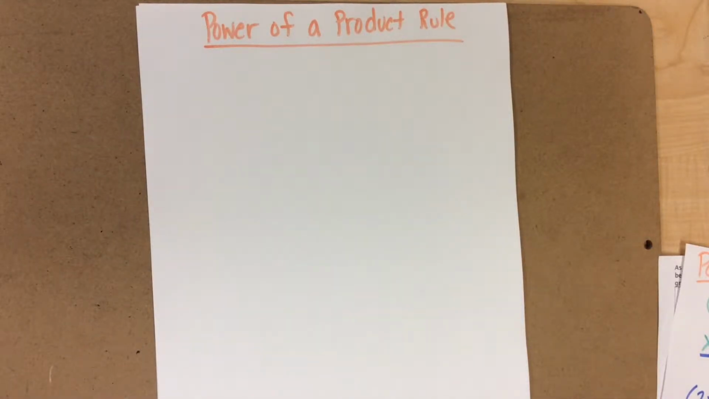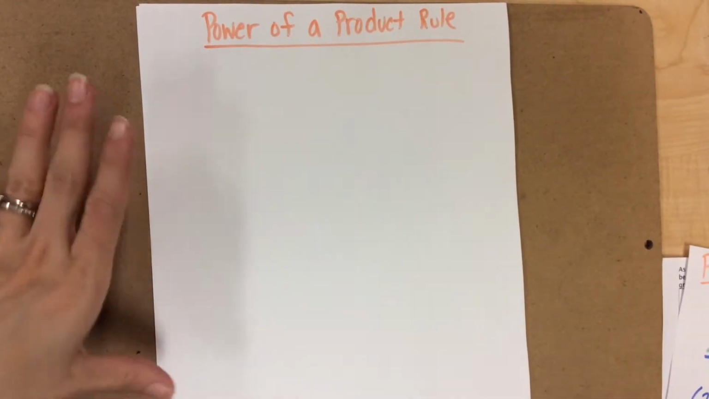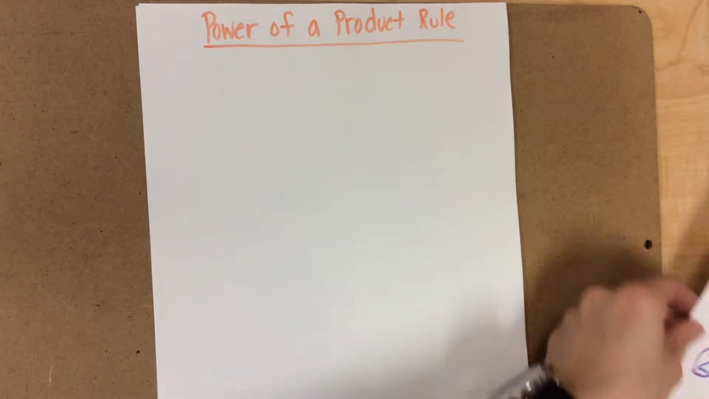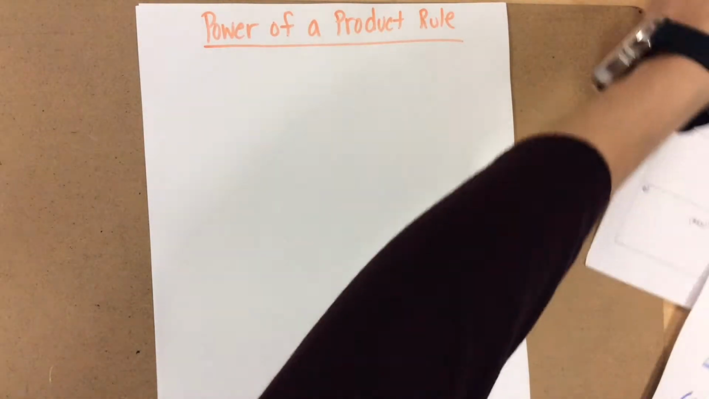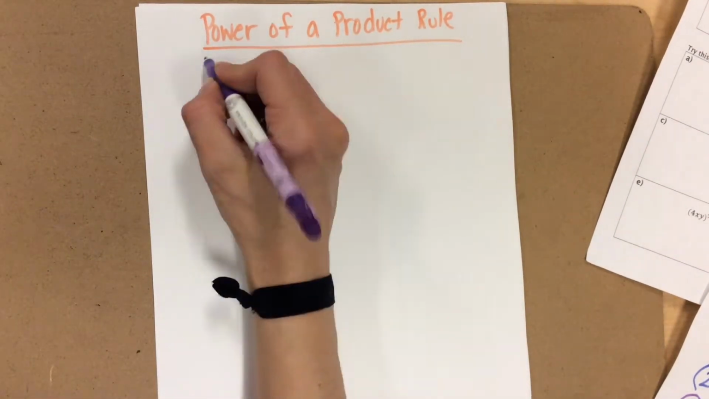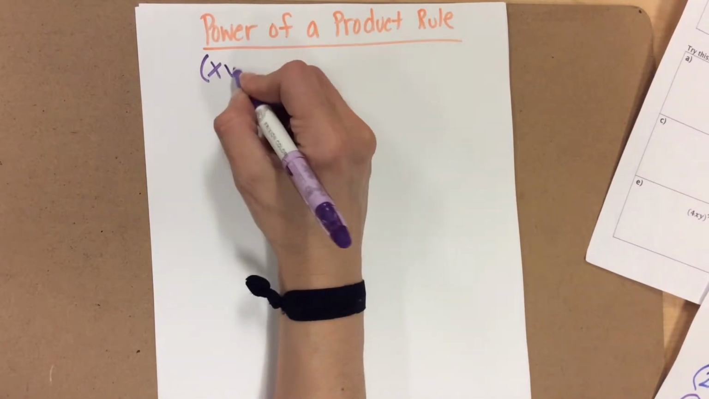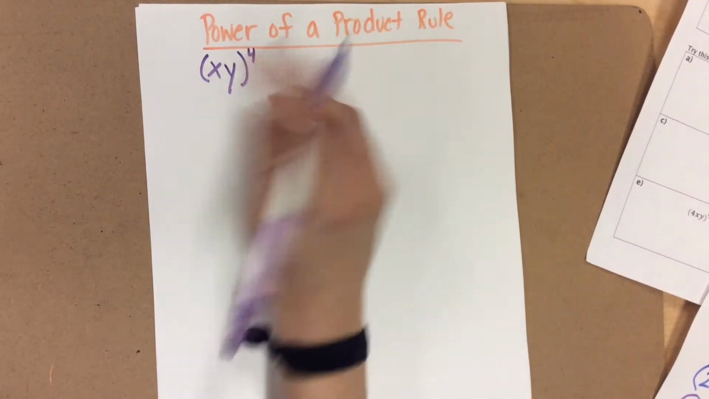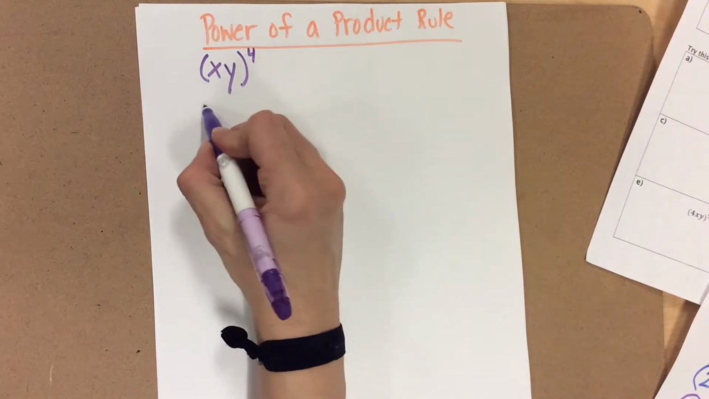Our last rule is the power of a product rule. So our first example on your paper is xy to the fourth power, which means we have xy 4 times.